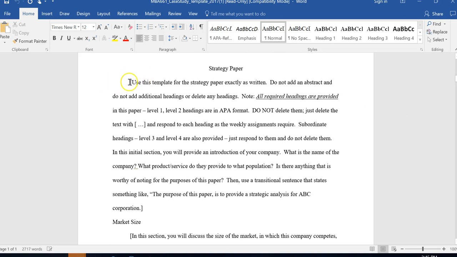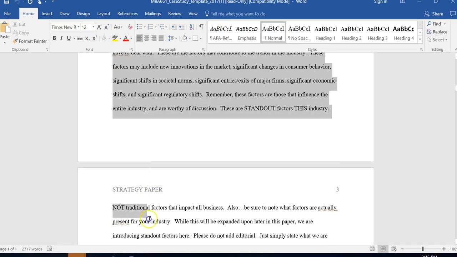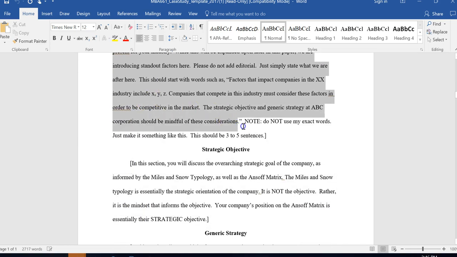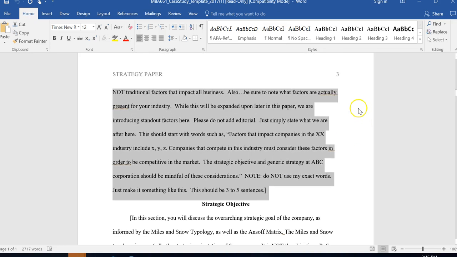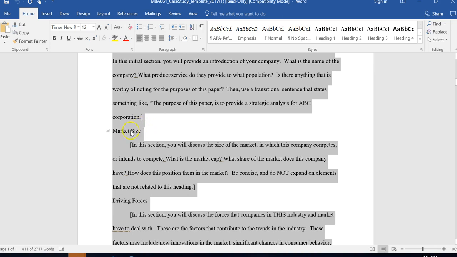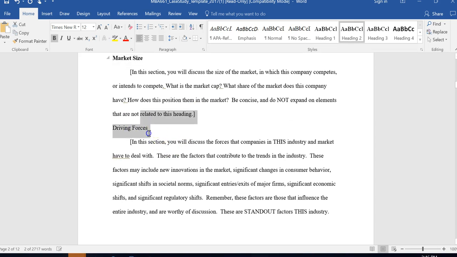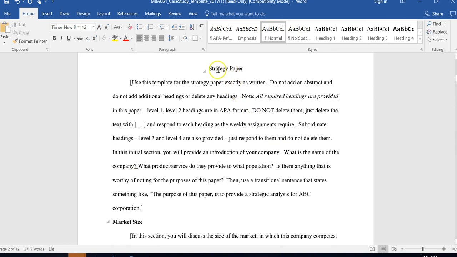In the Module 1 assessment, we're going to complete the first 3 subsections of the paper, which goes through the strategic objective. So it's the main part, and then these 2 subheadings, the market size and the driving forces. Oh, I see a mistake here. These should be bolded. If your template does not have these headings bolded, go ahead and bold them. The one at the top should not be bolded. It's the first heading of the paper, and first headings are not bolded, but these should be.